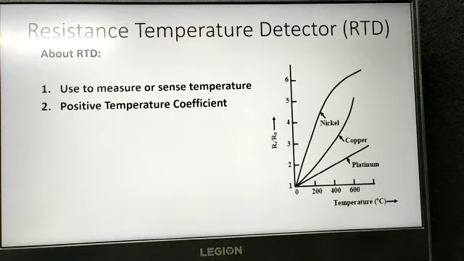Positive temperature coefficient means that with an increase in temperature there is also an increase in the resistance. So with increase in temperature we get an increase in the resistance, or in other words we can say it is a positive slope or positive temperature coefficient. That we can see through this figure.